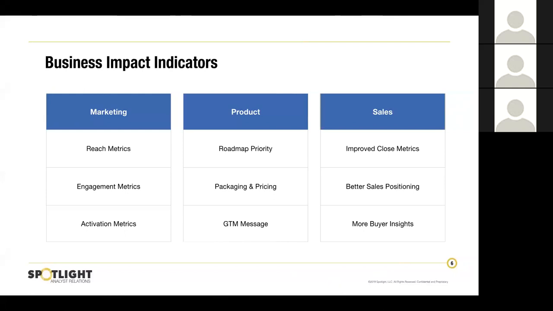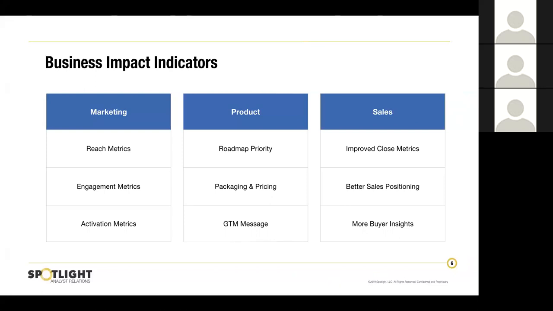On the product side, when we say impact, what we mean is bringing back that amazing piece of insight and feedback that changes roadmap priority, something that helps us sharpen the way that we package and price, something that helps us fine-tune our go-to-market strategy, so that we make sure we're saying the right things to the right people.